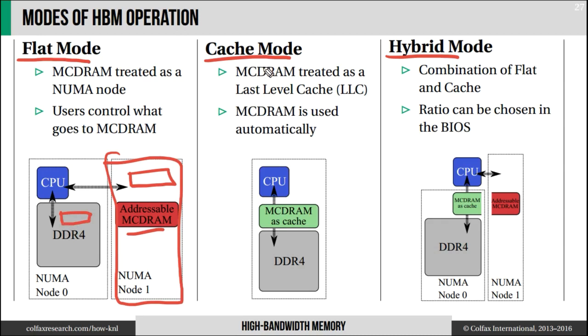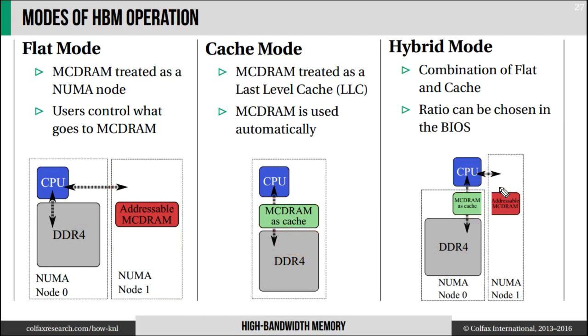In cache mode, you do not see MCDRAM in the operating system. Rather, it sits quietly between the CPU and the on-platform memory, and the objects that you read from the on-platform memory get cached in high bandwidth memory. In hybrid mode, you split your high bandwidth memory, and one part of it is used as a cache, the other part remains addressable. There are pros and cons to every approach.